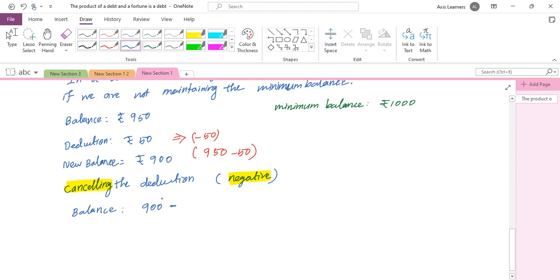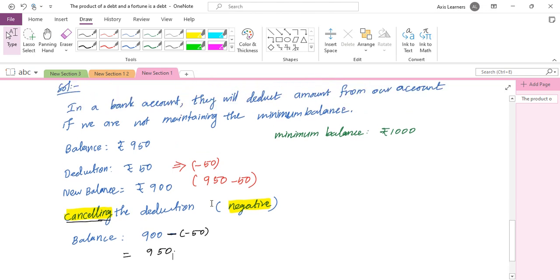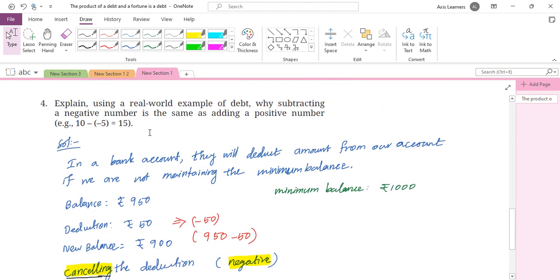Sorry. So they are cancelling. Cancelling is negative. I already explained it, right? Cancelling the deduction. What is the deduction? Minus 50. So what will be my new balance? Again it will become 950. So this is one example. We can say so many examples. This is one real world example of debt.